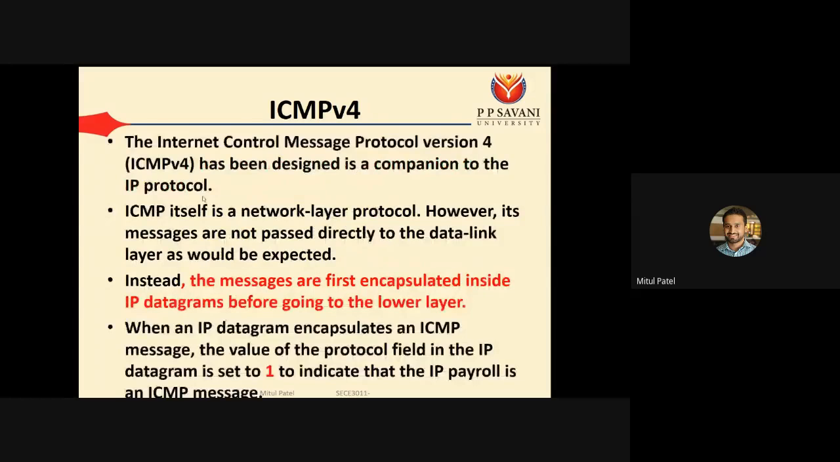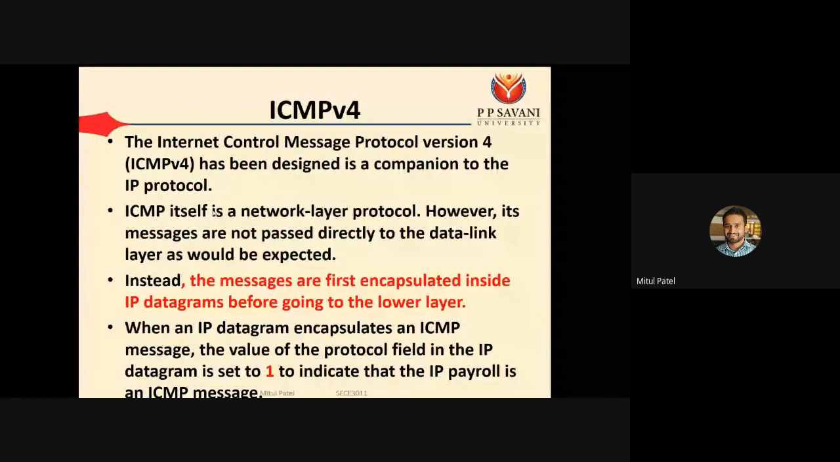So ICMP has been designed as a companion to the IP protocol. So we can say that IP protocol is the primary protocol, but ICMP is a supplementary protocol of the IP. જ્યારે આપણે ICMP થી કઈ ને કઈ ડેટા મોકલવો હોય ત્યારે આપણને IP તો જોઈશે જ. How is it going to be done? So ICMP itself is a network layer protocol. However, its messages are not passed directly to the data link layer as would be expected.